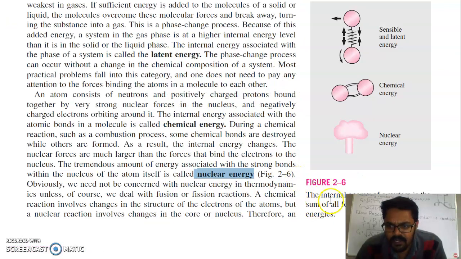The internal energy of a system is the sum of all forms of microscopic energy, but we hardly come across nuclear energy in normal everyday problems, so we can simplify the equations. So this is up to here about internal energy and the various forms of energy, like potential energy and kinetic energy, which are broadly classified into two categories, macroscopic and microscopic.